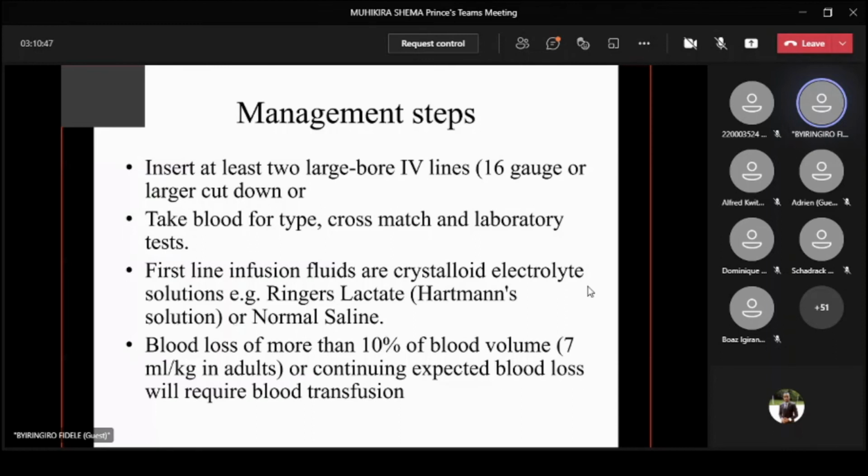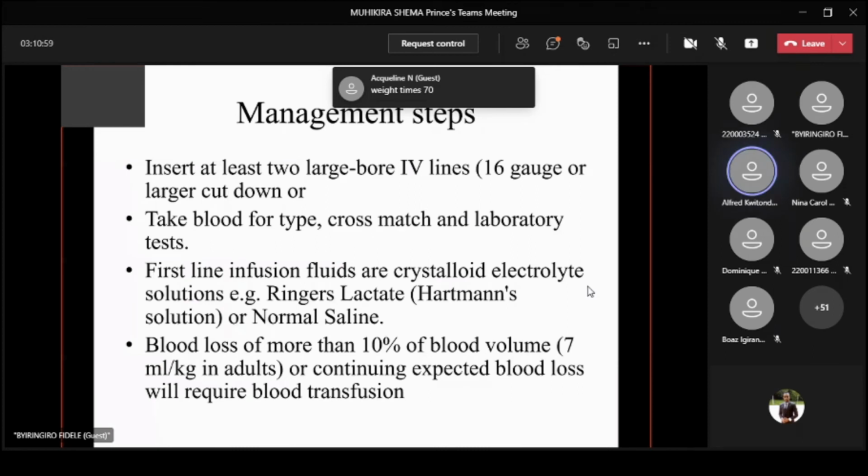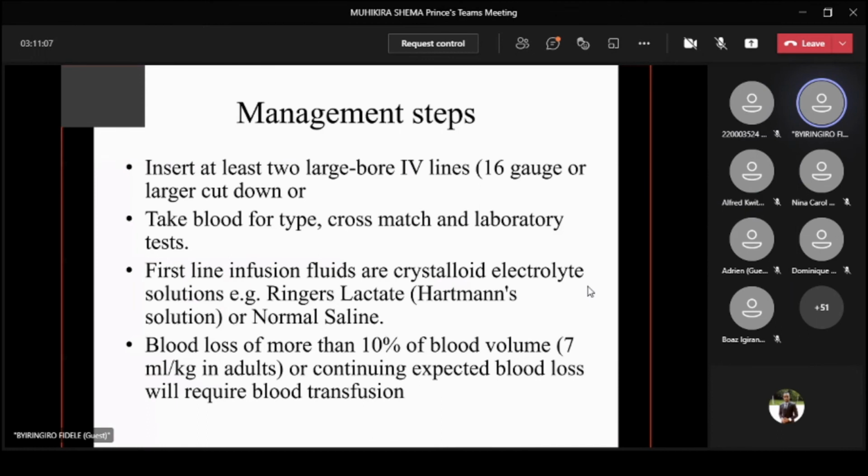Someone asked the question. Please bring the question. Question, Prof. Yes. Is there any difference between male and female? No, there is no difference. Why is there no difference in terms of blood volume?